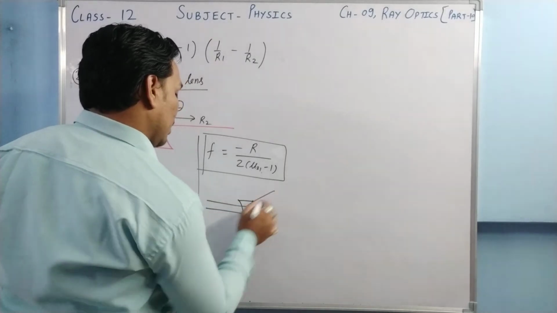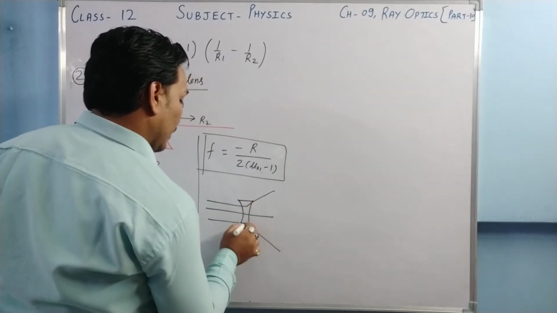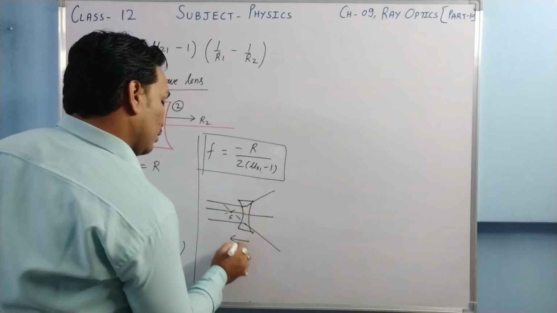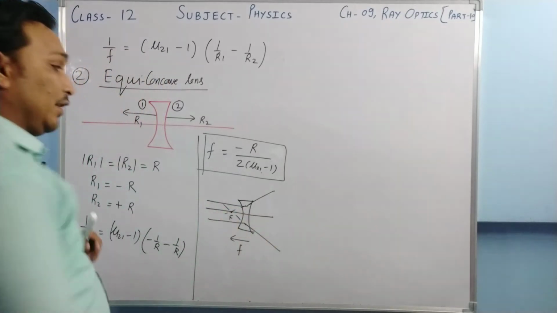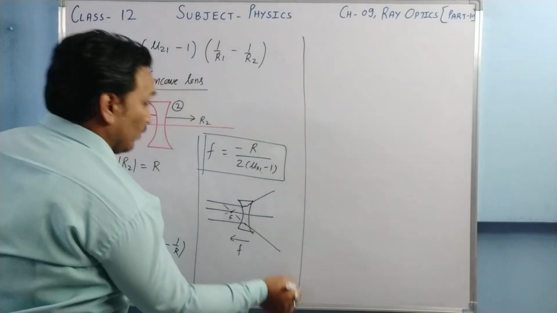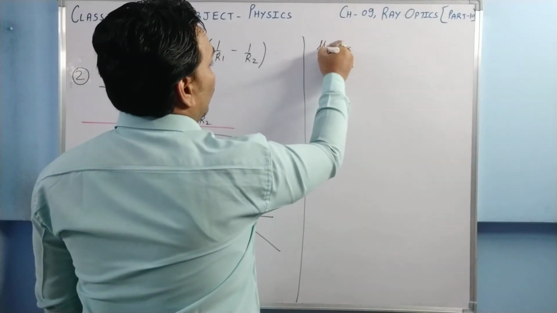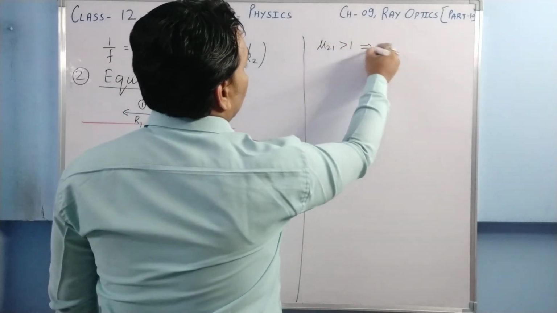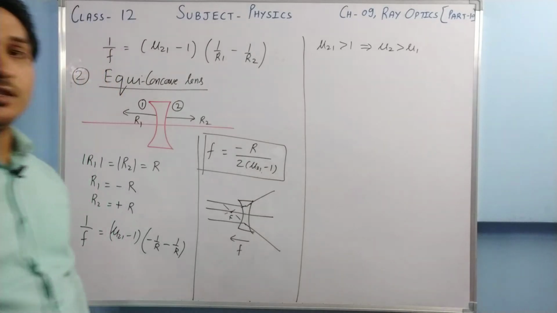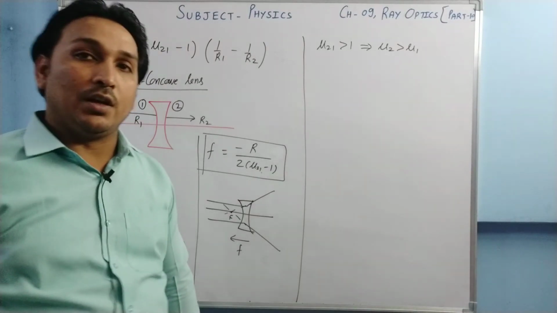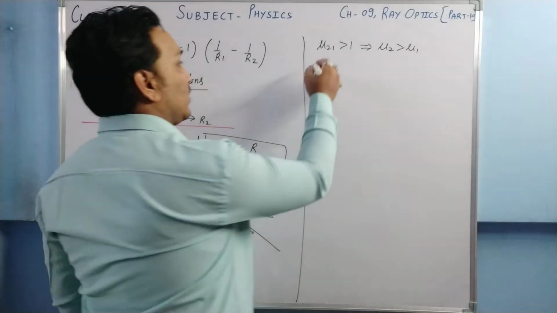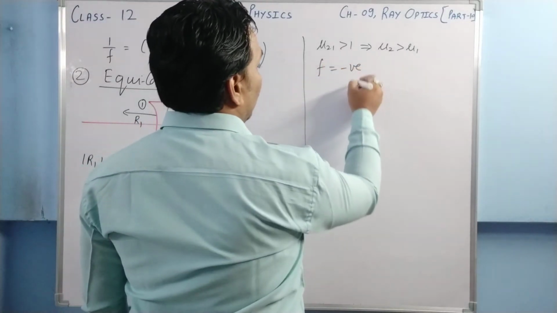A ray of light goes like this. If we extend the rays behind, they will cut somewhere here. So the focal length is on that side, and that's why it is negative. But again, there are two cases, as we have done in the equiconvex lens. If mu21 is greater than 1, it implies that mu2 is greater than mu1. It means the material of the lens is denser than its surrounding, then f comes out to be negative. Means lens is what?